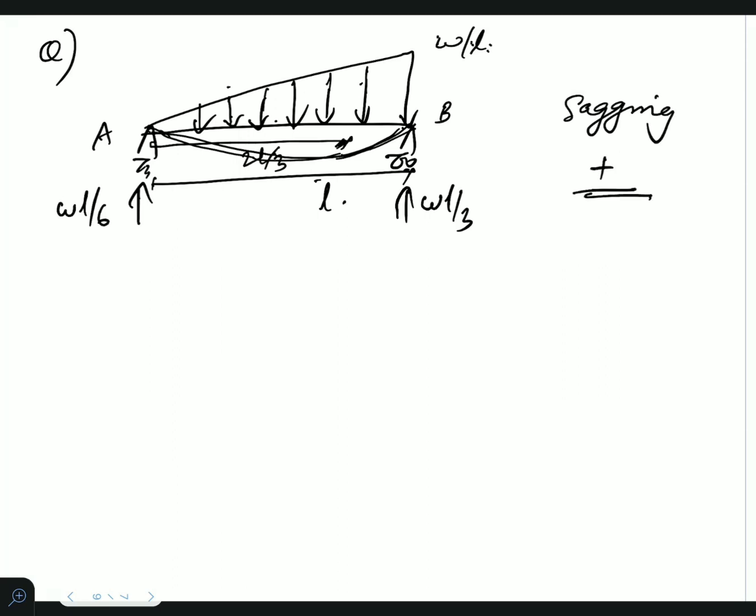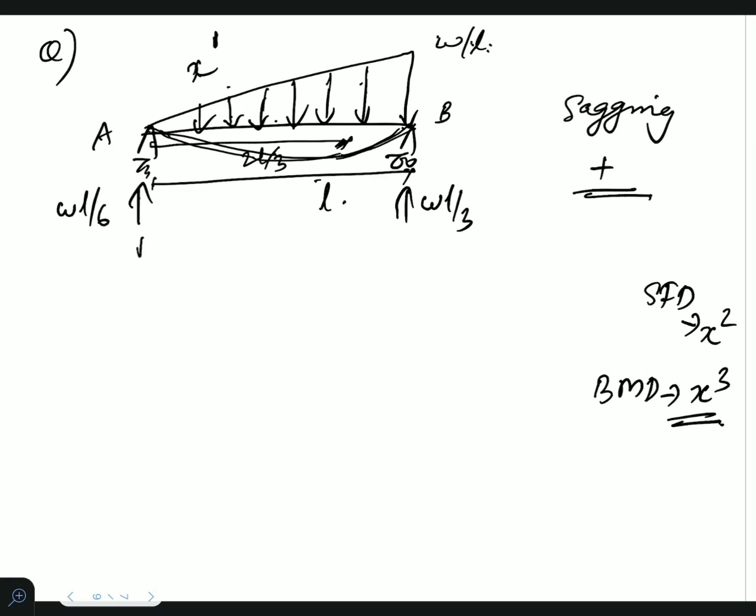Now we will have to draw the shear force diagram and bending moment diagram. This is a much more complicated situation. We'll have to find where the bending moment is maximum. This is a uniformly varying load, that is of x raised to 1 variation. So you know that the shear force diagram will vary as x square and the bending moment diagram will vary as x cube, that is a cubic parabola. So we'll have to find the point where the bending moment diagram is maximum. Bending moment is maximum means shear force will be 0 at that point.